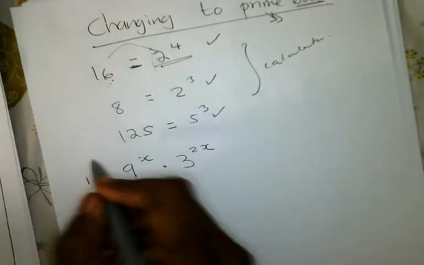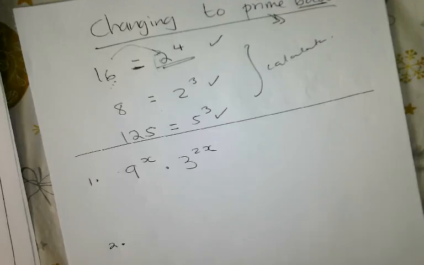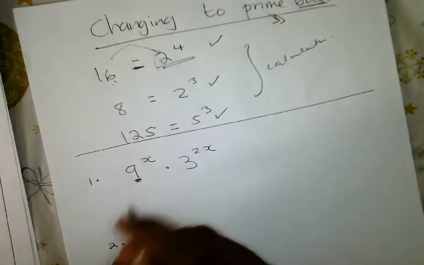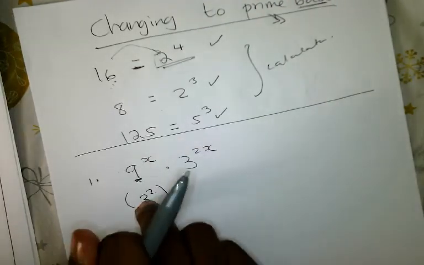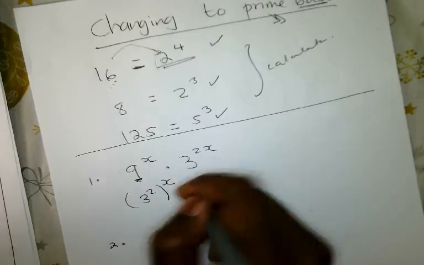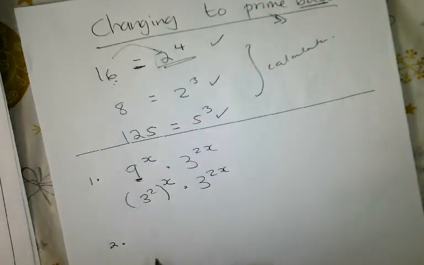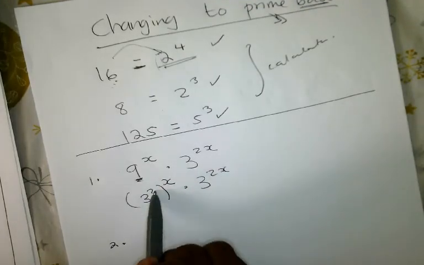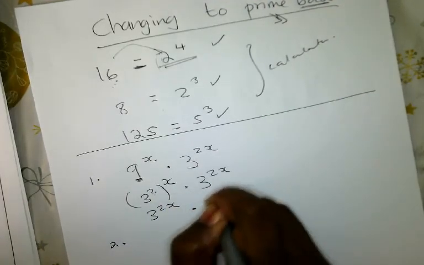So what is the first thing? The first thing is to change all the bases to become prime bases. So I'm going to change the 9. How do I change the 9? 3 squared. Press that on the calculator, it will give you 3 squared. Then I have 2x there. When you see a bracket, it means you must multiply. 2 multiplied by x becomes 2x. So here I applied law 3.